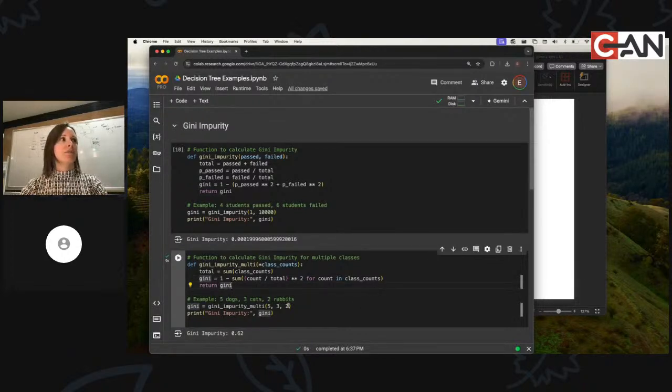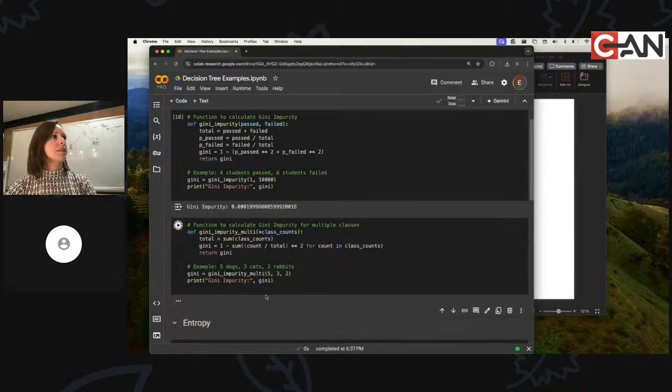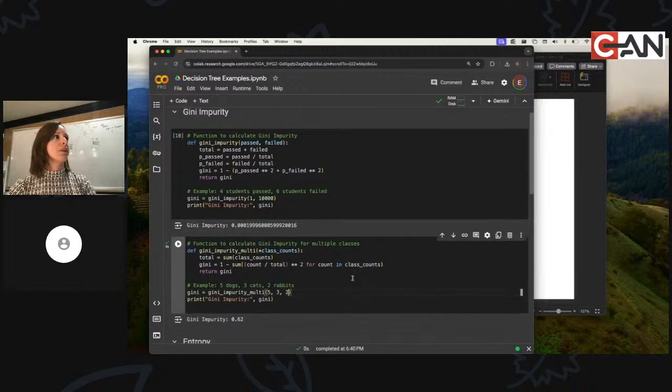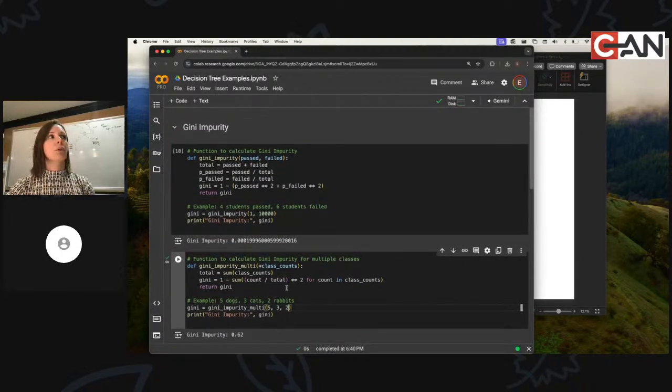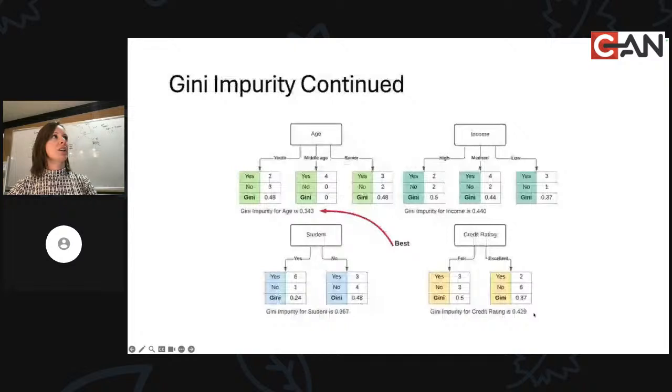Now, if I put, for example, 7, 8, the code still works. It's generalized to handle a list of any length, essentially. So we run this, and this is how we get our Gini impurity of 0.62 if you have 3 things that you are trying to decide between. Okay. Any questions about Gini?